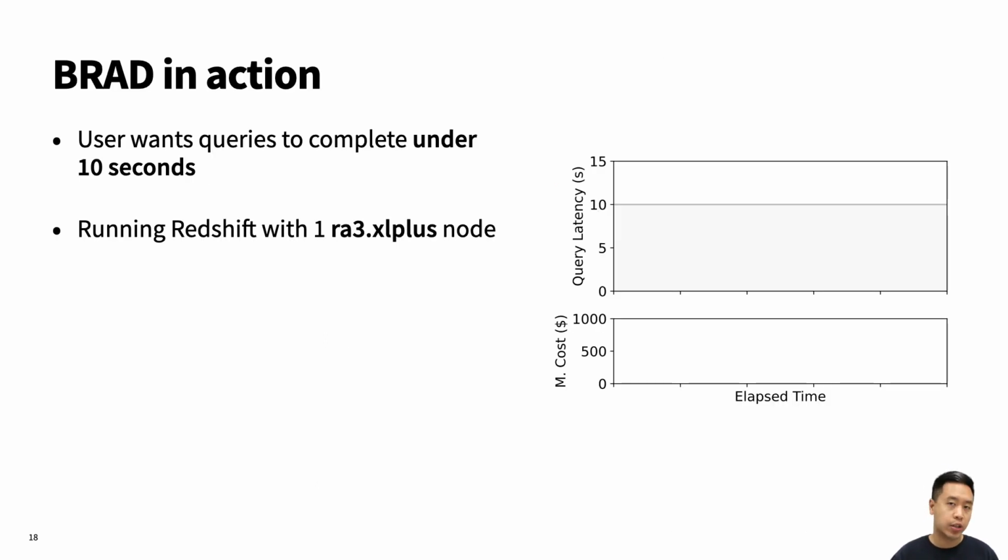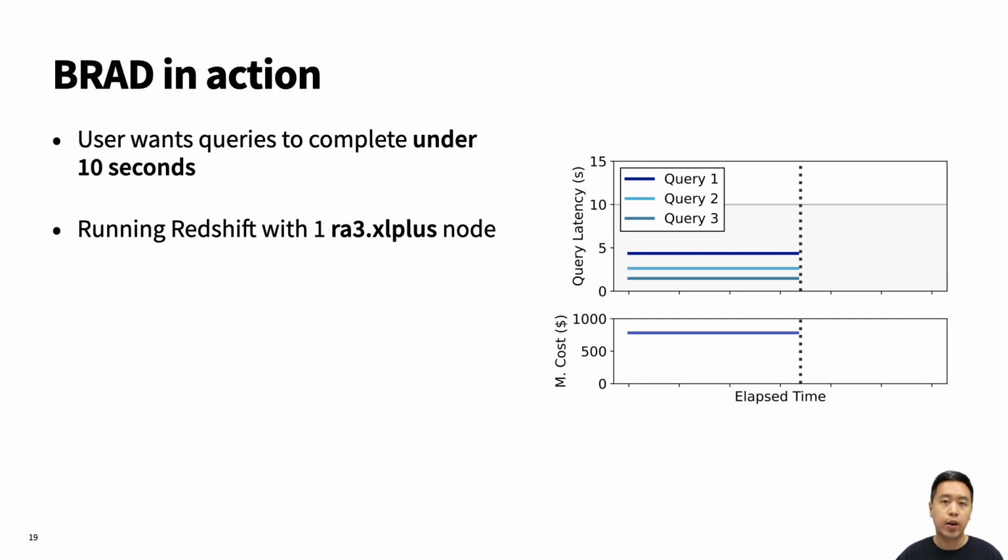So I wanted to leave you with an example of Brad in action. Here a user is running queries and they want them to complete in under 10 seconds, which is the line shown on the plot on the top. The plot on the bottom is the monthly operating cost of this data mesh. They're using a data mesh with just Redshift running with a single RA3 XL Plus node, which is the default node type that's recommended when you start a new cluster. The x-axis here is the elapsed time. When they run the queries, they find that all the queries run under 10 seconds, which is fine.